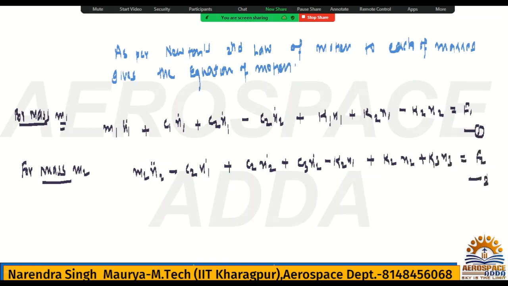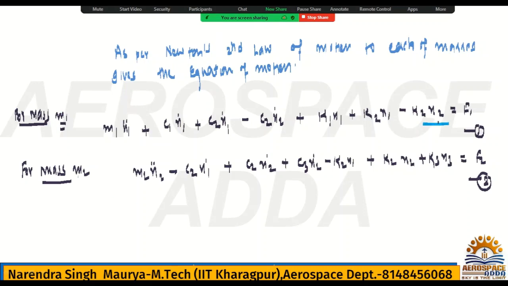This is the second equation. These are the only equations. If we solve these equations, then our problem will be solved. So here, if we see equation 1, for mass m1, we are getting x2 somewhere. Check, this is the x2. You just realize it on your own. In the first equation, for mass m1, you are getting x2.